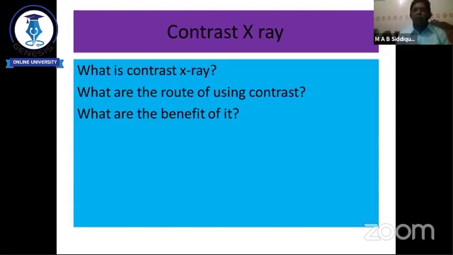In X-ray, we see radio opaque shadows, from radio opaque substances like bones and stones. We can see these in plain X-ray, but we cannot see the viscera, the GI tract, by plain X-ray.